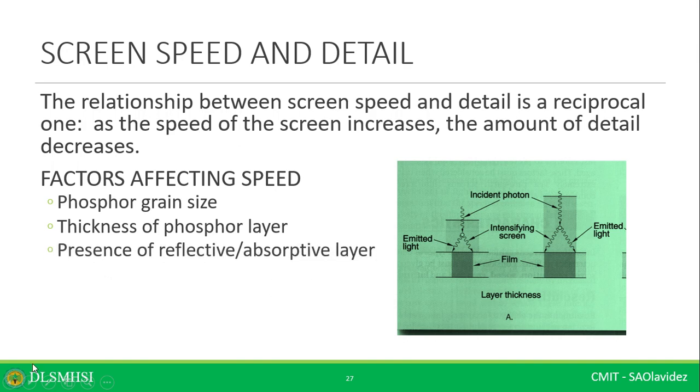Another factor is the presence of a reflective or absorptive layer. As we have already discussed earlier, a reflective layer produces high screen speed but poor detail, while an absorptive layer produces low speed screen but good detail.